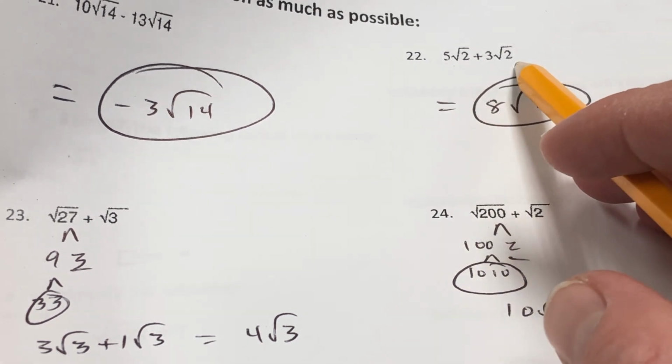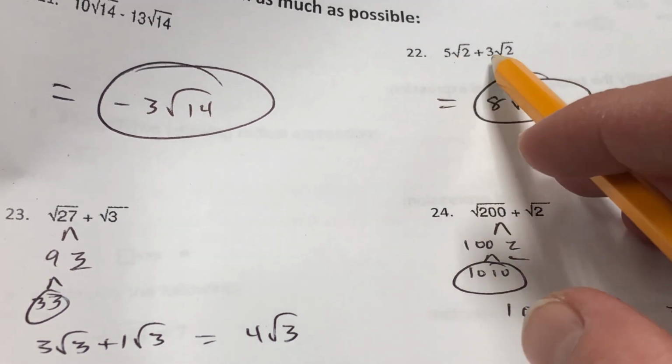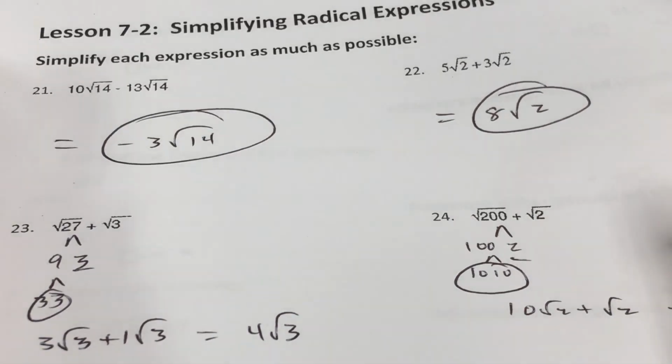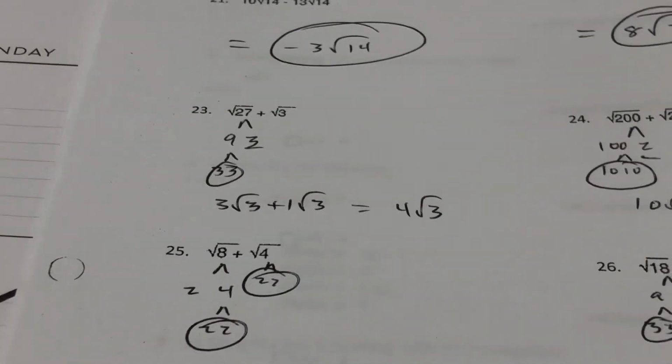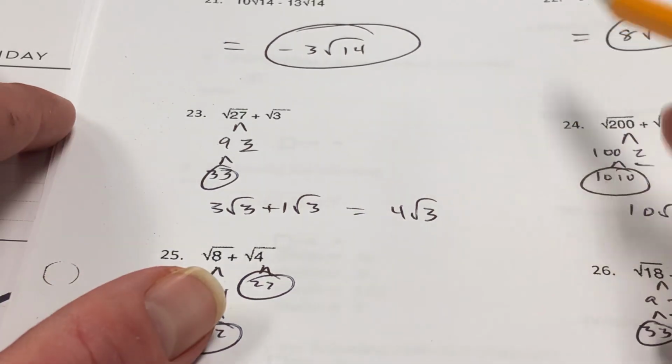5 root 2 plus 3 root 2. Both of them are root 2s. I have 5 and 3. That's 8 of the root 2s. Okay, so those are very easy because everything is broken down to its certain root.